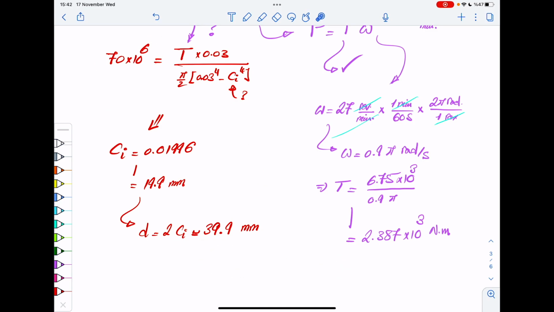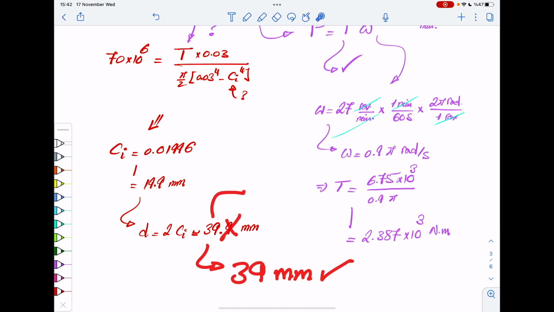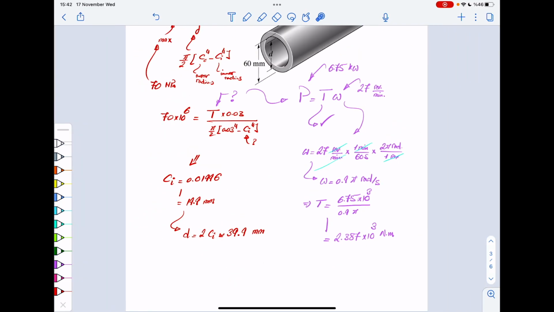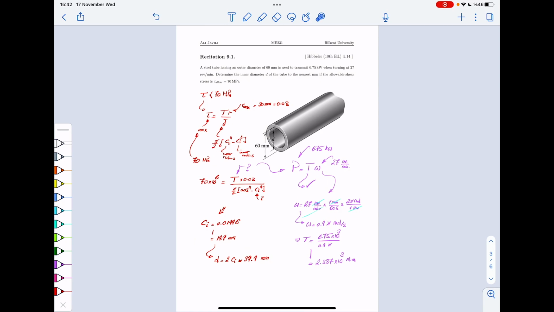So the correct way of doing it would be to basically choose 39 millimeters, not 40 millimeters. Although, again, mathematically, this thing is shouting at you that you should do 40 millimeters because it's so close to 40. But if you do 40, you make it worse. So from an engineering perspective, we would take 39. Does that make sense? Okay. All right, so that's the first question.